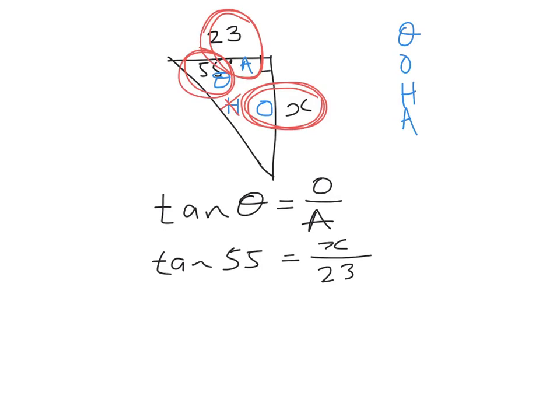Put in all the information we have. Remembering we want to get x all by itself, so we're going to times this side by 23. We're also going to times this side by 23. That one cancels out that one. And then you just need to do some tapping on your calculator.